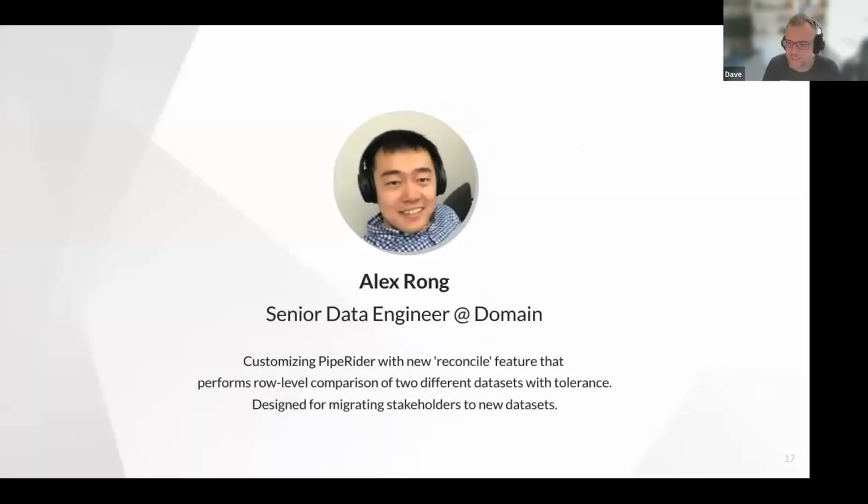I did mention we had a guest today, and that is Alex of Domain. As I mentioned, it's an Australian property marketplace, and he actually forked and then modified PipeRider to add a new feature that compares data sets. And I saw there's actually a cool Venn diagram in this, which will show you how similar or different the two data sets are. And I think Alex may have also made some modifications to the CLI. I'm not sure, but we might get a sneak peek at that.